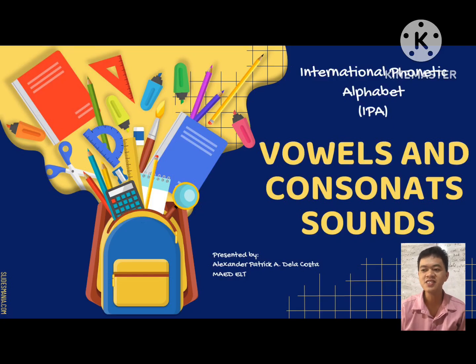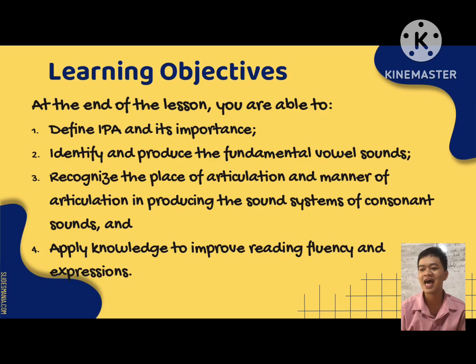For this lesson, the learning objectives are that at the end of the lesson, you are able to define the IPA and its importance, identify and produce the fundamental vowel sounds, recognize the place of articulation and manner of articulation in producing the sound systems of consonant sounds, and apply knowledge to improve reading fluency and expressions.